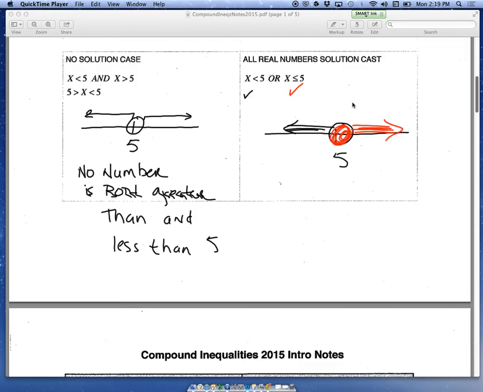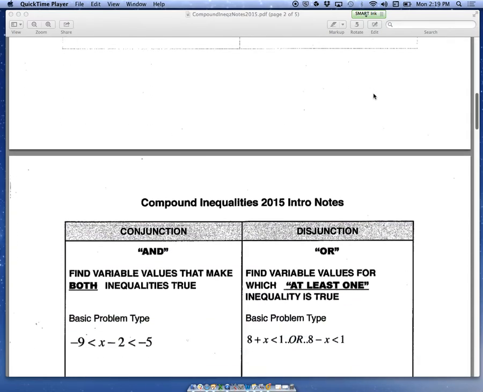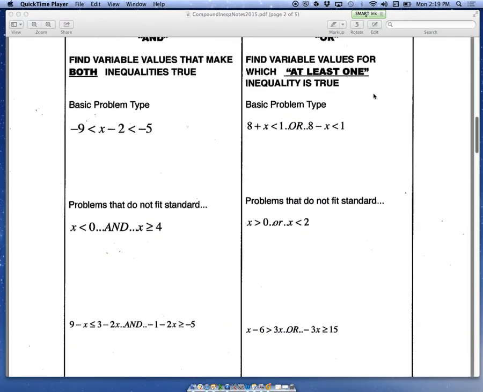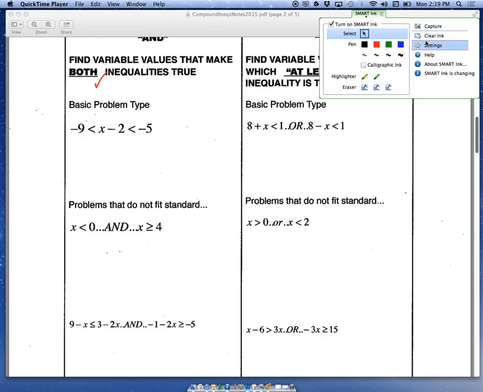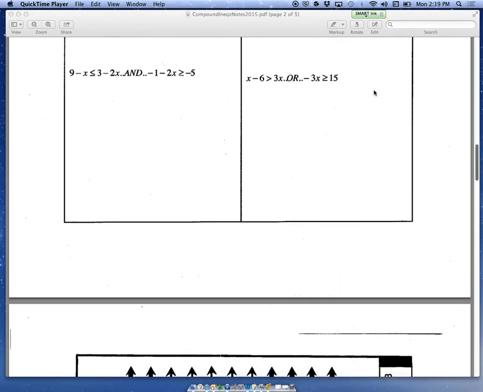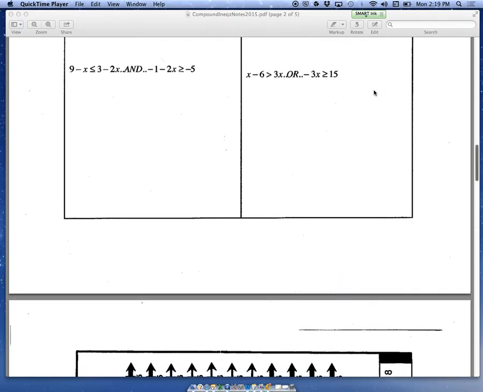And looking at the other page of the notes, it's just more basic foundation. And here you can see your conjunction side, finding a variable value that makes both inequalities true, and then a basic problem type, and then your disjunction, at least one must be true, and then problems that don't fit the standard. And then at the bottom of this page, you've got 2 scenarios where you actually need to think about the definition before you can claim your solution set.